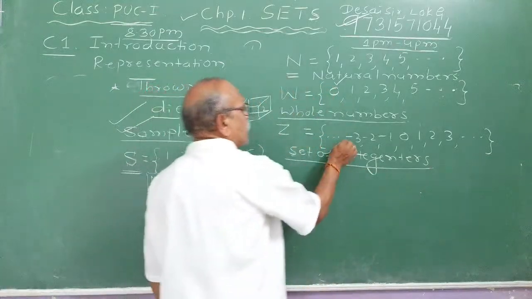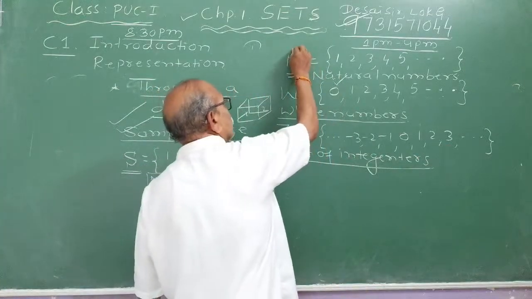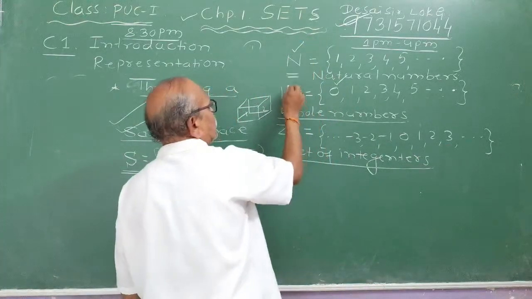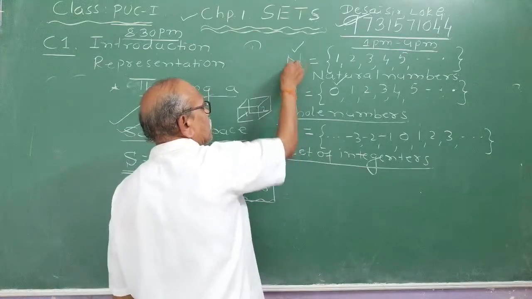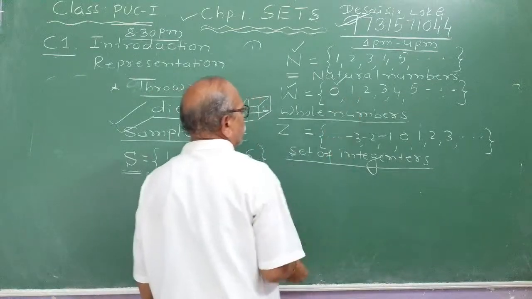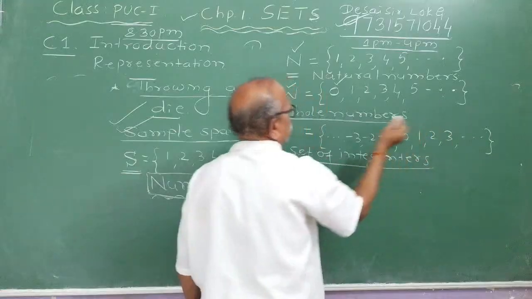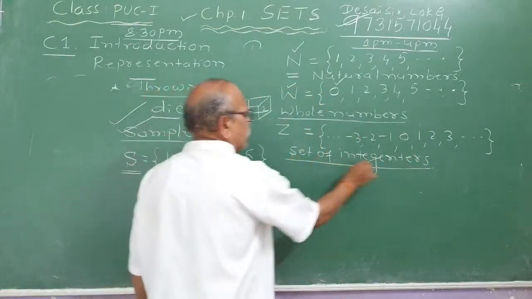Integers will include negative numbers, 0 and positive numbers. Right? The smallest set is the natural number set. The whole number set is bigger than the natural number set. All natural numbers are present in whole numbers, and the set of integers contains whole numbers, natural numbers, as well as negative numbers. That is called the set of integers.